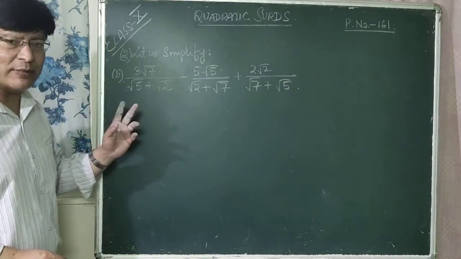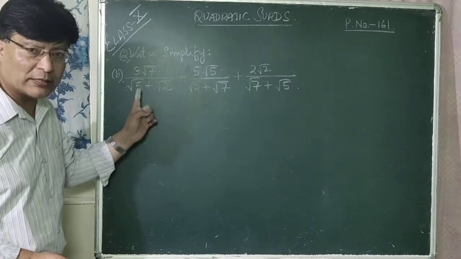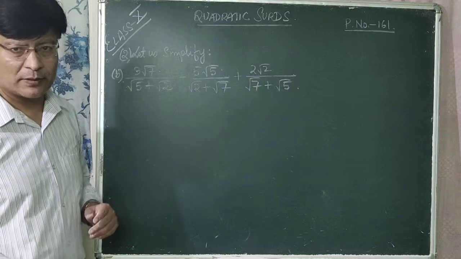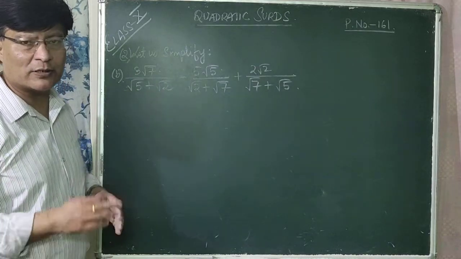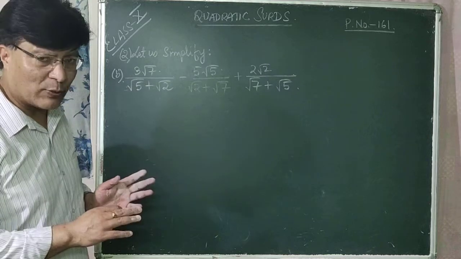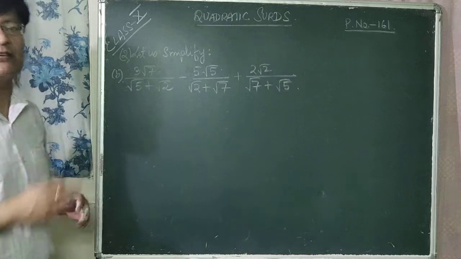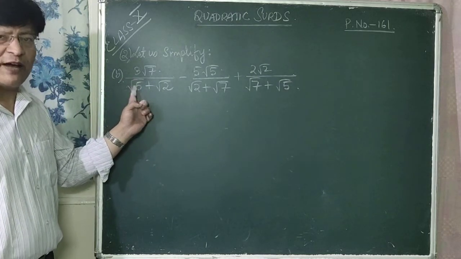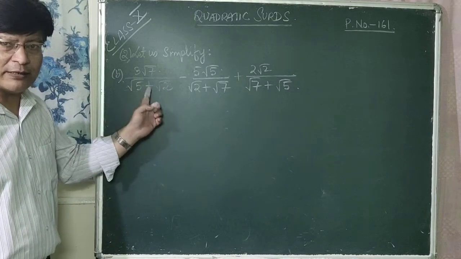So I told you, what is the rationalizing factor of root 5 plus root 2? It is root 5 minus root 2. Both are surds here. If one is a rational number and the other one is a surd, this is known as a mixed surd. Likewise, here also it has got a rationalizing factor. That means you can remove square root from both 5 and 2. So what is this rationalizing factor? Root 5 minus root 2.